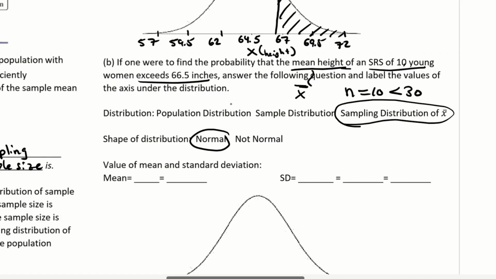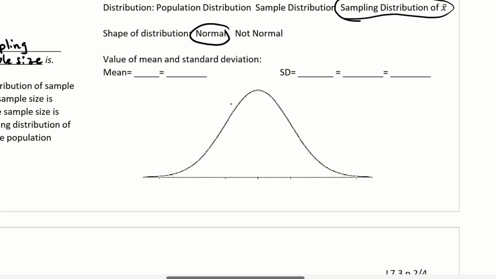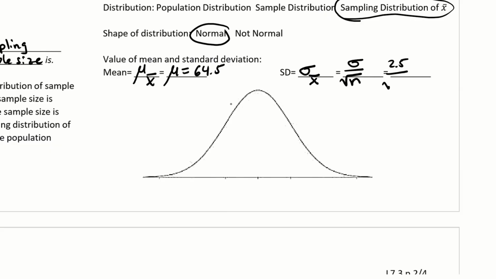All right, so the distribution here is going to be normal, and the mean is mu x bar, which is equal to mu, as we mentioned in the beginning of the lesson, and it's going to be 64.5, the same exact mean. However, the standard deviation is going to be different, so we have sigma x bar. Remember the formula is sigma over square root of n, and so we get 2.5 over the square root of 10, which is approximately 0.79.